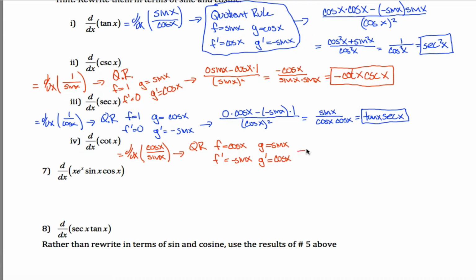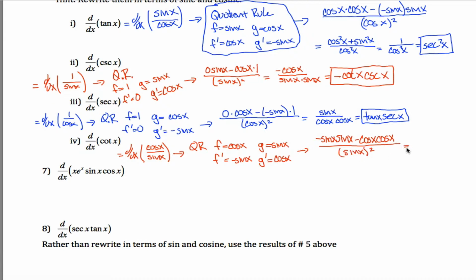Plug all that into your quotient rule and you get f prime, negative sine of x, times g, sine of x, minus g prime, cosine of x, times f, cosine of x, divided by g, sine of x, squared.